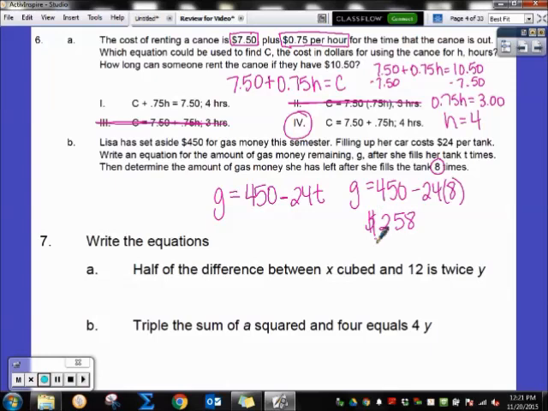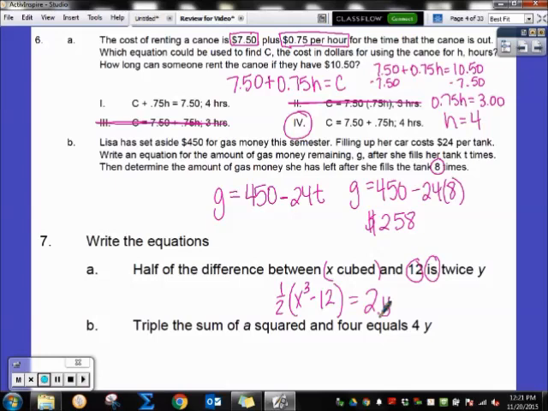Okay, for 7, we have to write these equations. Half the difference between x cubed and 12 is twice y. So we have to take the difference, x cubed minus 12, but we want half of that, so we need to show that with parentheses. Is always means equal. Twice y just means 2 times y. And if you wrote the 2y on the other side, that's fine too.